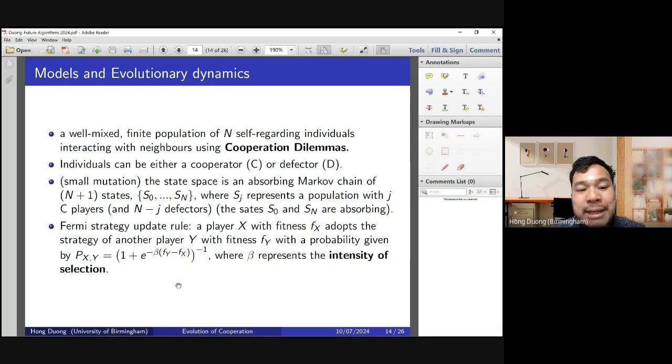You see that it depends on the difference between the fitness of the two players. One might mimic the other player's strategy. There is a very important parameter here, beta, which is the intensity of selection. Beta multiplies the difference of the payoff of the fitness, so it characterizes how much the games affect the evolution process.